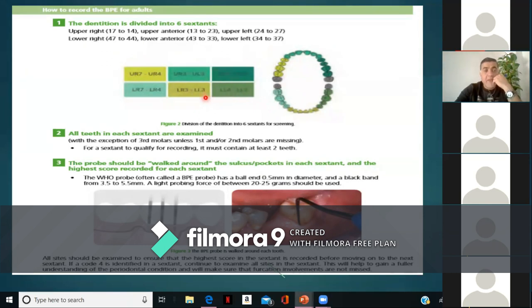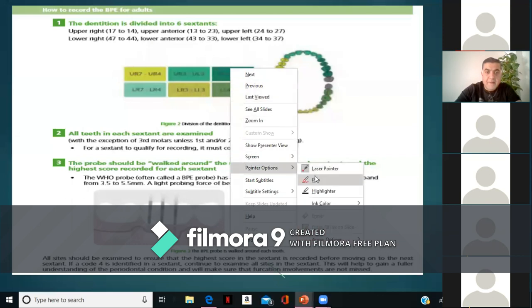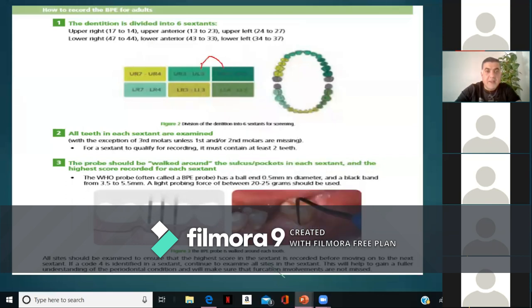Rules for the BPE: gentle, walking around the tooth. This is the tooth. You just hold it very gently, do not hurt, okay? And walk around the tooth. Assess tooth by tooth. For the quadrant to be valid, it needs to have two teeth at least. If there is only one tooth, you need to add it to the next quadrant.